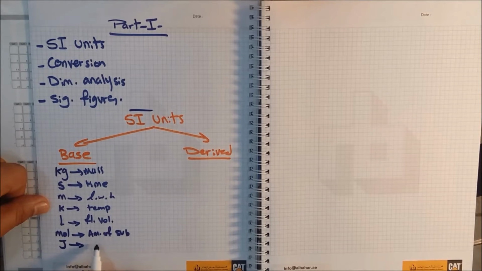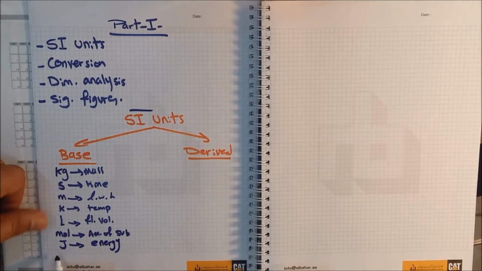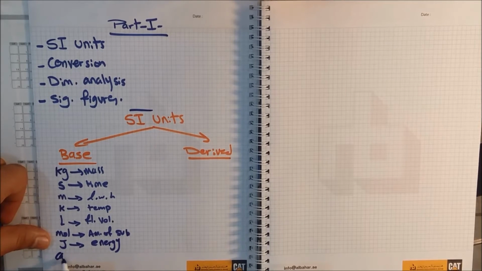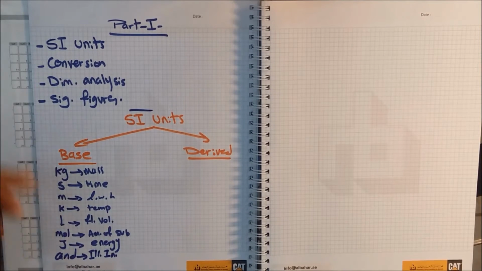joules for energy. Sometimes they mention candela for the illuminance intensity, so let's add it. This is related to light. So we have 7, and if you added candela, it would be 8. So 1, 2, 3, 4, 5, 6, 7, and 8 base units.